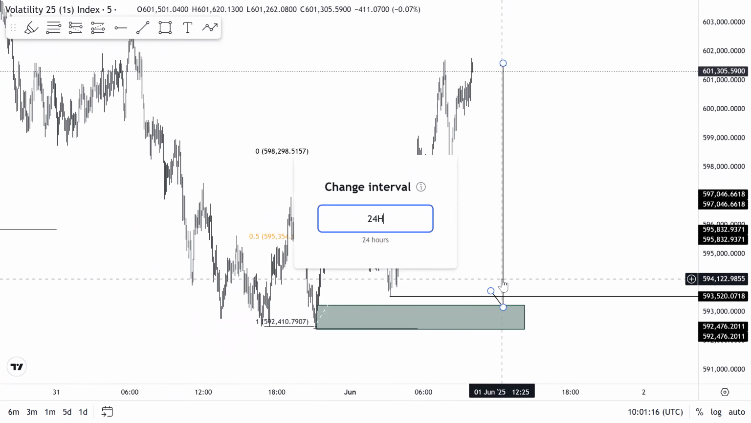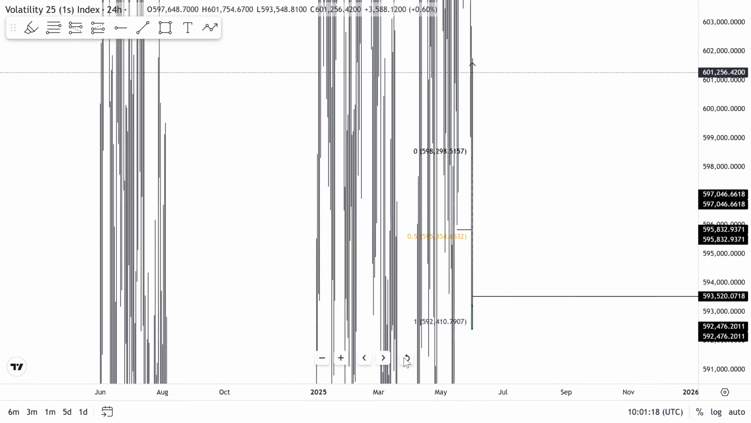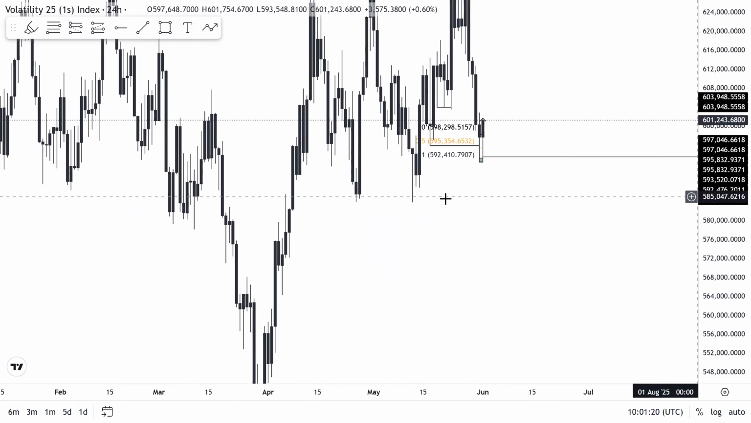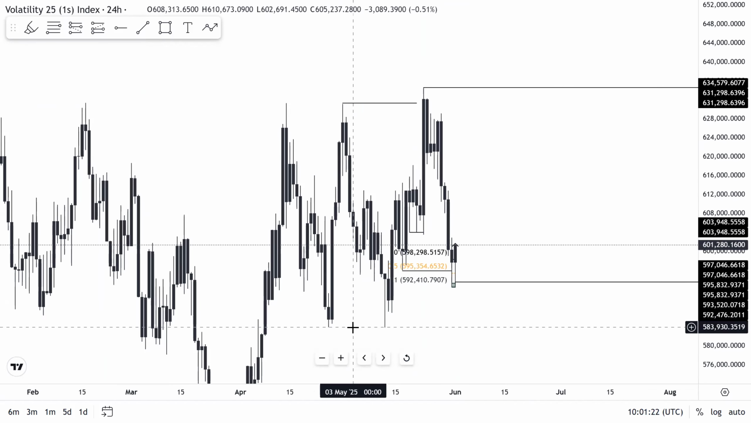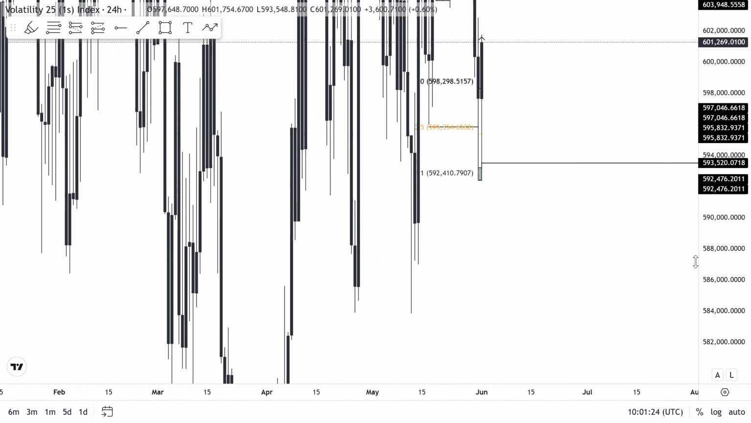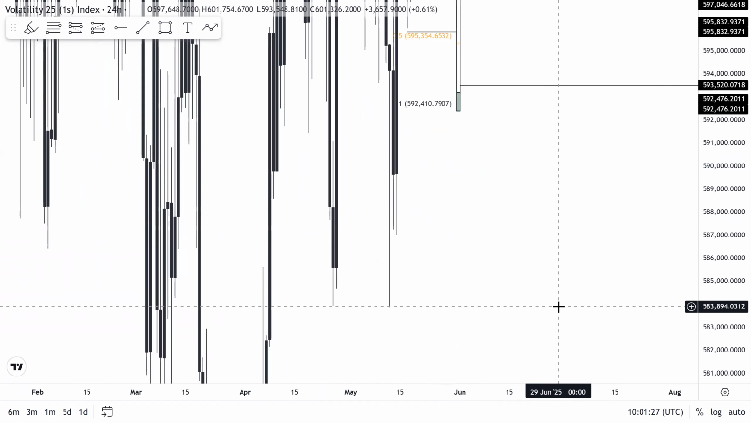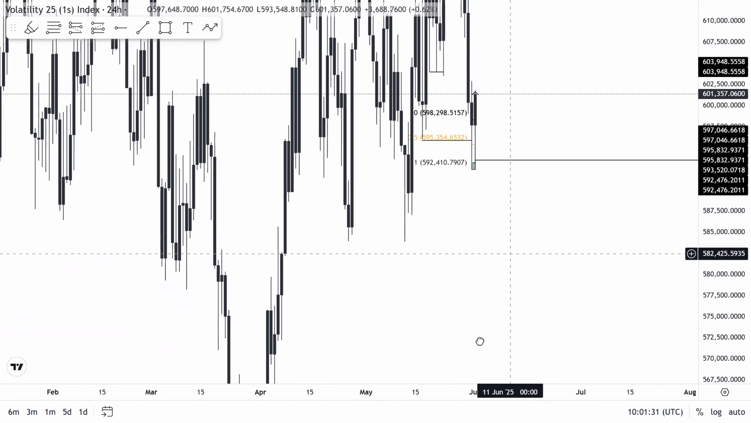Now, why do I have that, right? It's very simple. I was able to spot something here. So look, price swept out this low. If you guys can see clearly, price swept out this low, right?